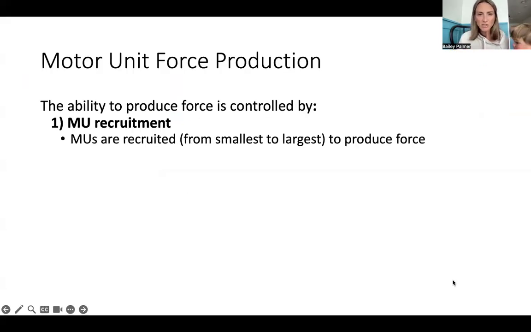All right, so continuing on, how can we produce the most amount of force? The ability to produce force is usually controlled by two things. Number one, motor unit recruitment. How many motor units can we recruit from smallest to largest as we go through the entire motor unit pool within our muscles, activating those? The more we activate, the more force we can produce. So that's easy. We've talked about that before.